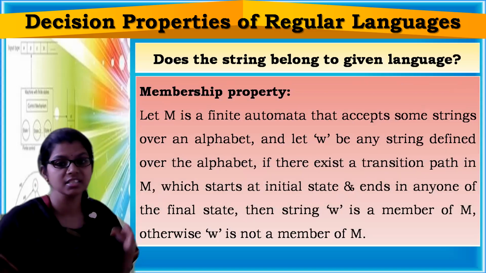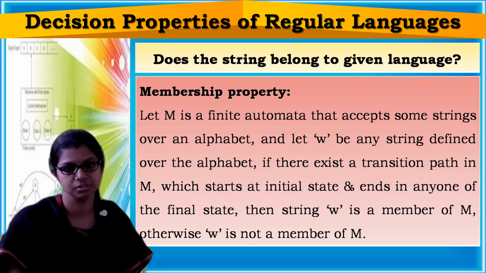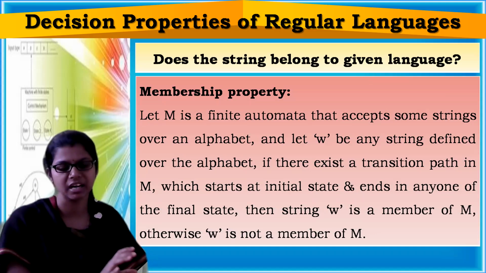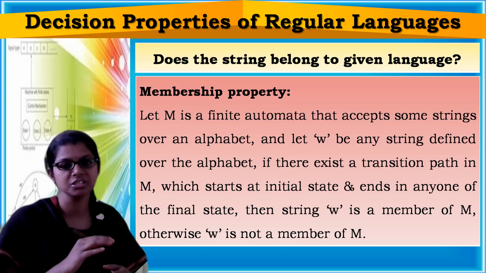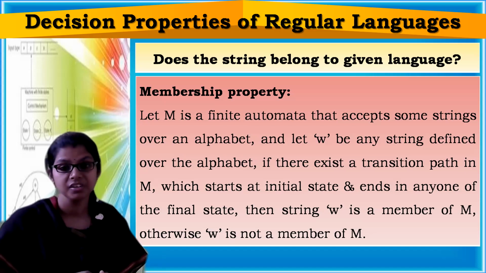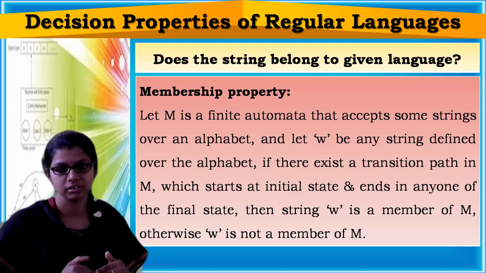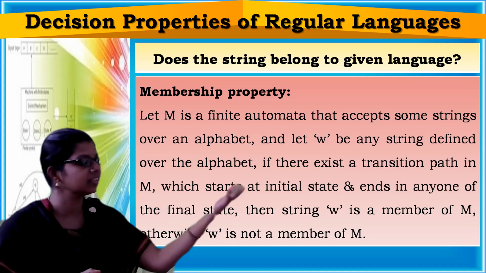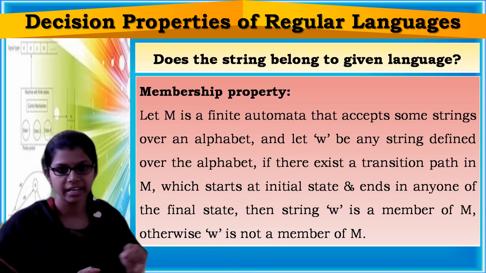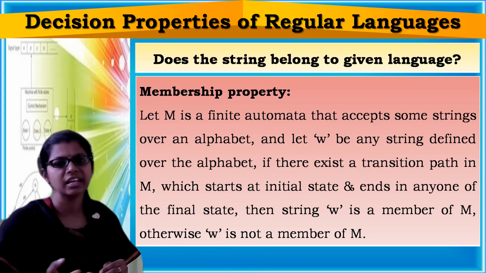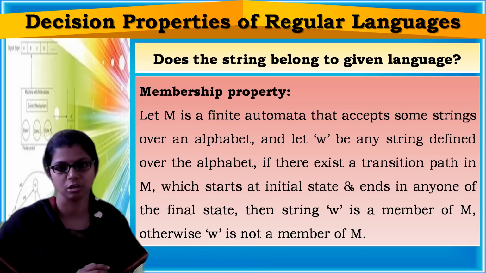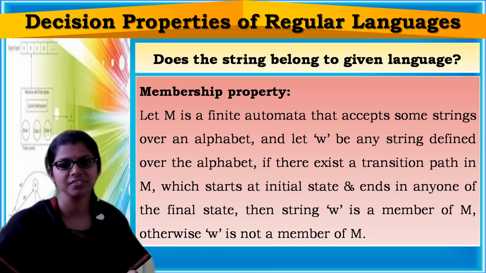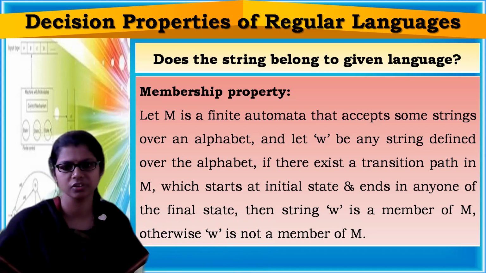Next question is, does this string belong to the given language? This is the membership property. Let M be a finite automata that accepts some strings over an alphabet, and let W be any string defined over that alphabet. Now, if there is a transition path in M which starts at the initial state and ends at any one of the final states, then you say that the string is a member of the finite automata, which means it belongs to our given language. Otherwise, it is not a member. It does not belong to our language.